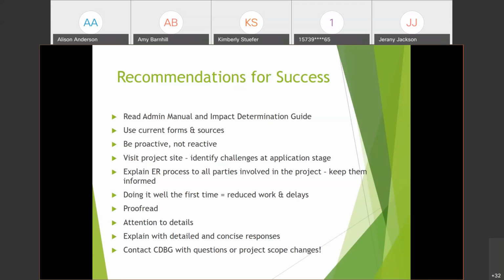Proofread your work. Pay attention to details. Explain in your environmental report with detailed and concise responses. And contact us if you have any questions or if the project scope changes.